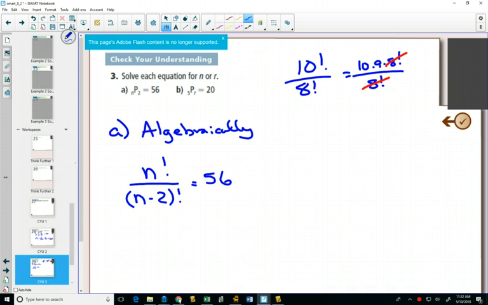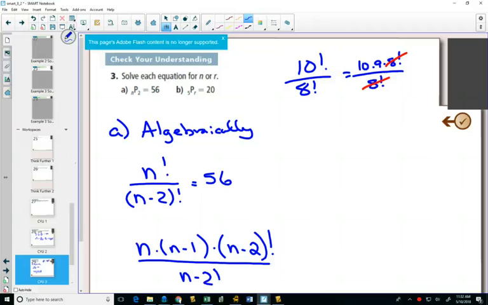And n factorial would just mean if it's 10, it's 10 times 9 times 8. If it's 15, it's 15 times 14 times 13. If it's n, it would be n times what would be next? One less. What's one less than n? n minus 1. And then you would multiply by one less. What's one less than n minus 1? n minus 2. And at n minus 2, I'm going to add an exclamation mark because that's what I have on the bottom, still equal to 56. And those n minus 2's, along with that factorial, can cancel out.